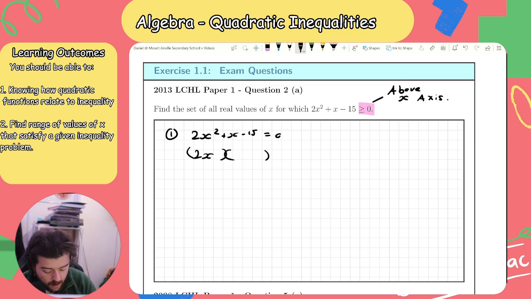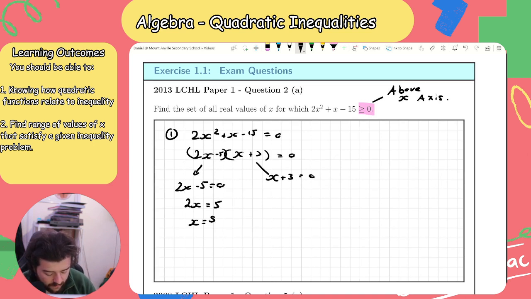Factorize. I'm going to have here x plus 3, this is going to be minus 5, equals 0. So I have 2x minus 5 equals 0, and x plus 3 equals 0. 2x equals 5, so x equals 5 over 2. And x is equal to minus 3. So I have my two roots.